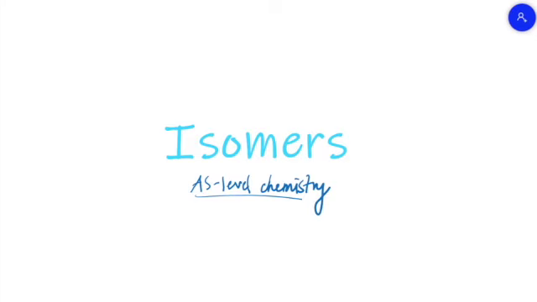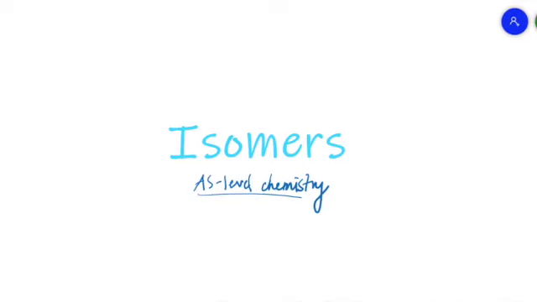So starting with structural isomerism, structural isomers are isomers that have the same molecular formula, but they have a different structural formula. So you can arrange them differently to give different compounds. Let's start by talking about positional isomers. In positional isomers, the location of the functional group varies in the molecule.